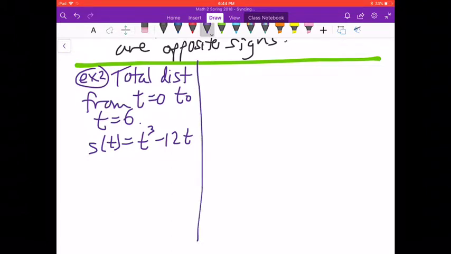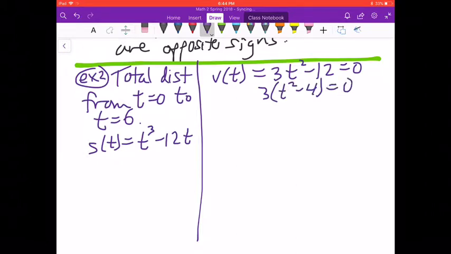So let's just draw a little line here to separate. We're going to go find the velocity, and we're going to figure out when the velocity changes signs. So the velocity is just simply the first derivative, of course. We'll set that equal to 0. We're going to factor. We can factor out a 3. That'll leave a t squared minus 4. And then, of course, you could factor that into t plus 2 and t minus 2.